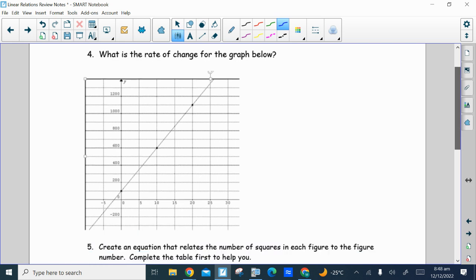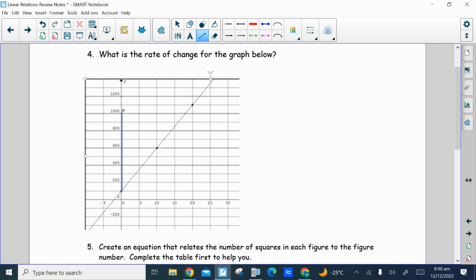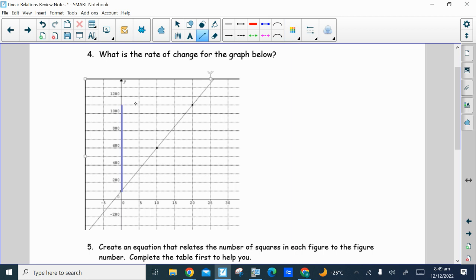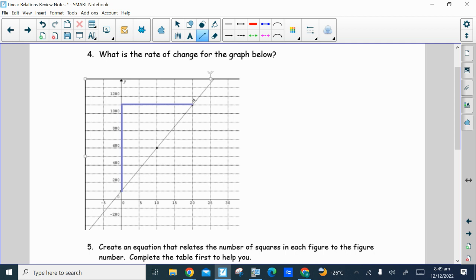Same thing with the next one. What is the rate of change? Well, this is a line. The rate of change is equal to the slope. So if we take the 2 points that are given, and we write their coordinates down.